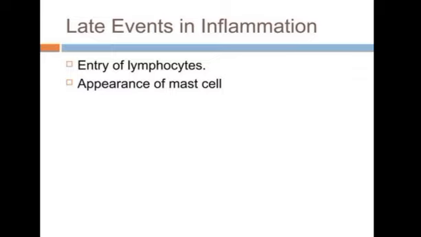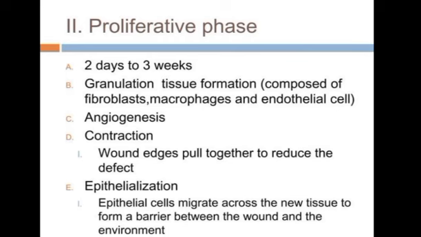Late events in inflammation mean the entry of lymphocytes, then mast cells will appear next, in the late process only. Next one is the proliferative phase. The proliferative phase takes place in 2 to 3 weeks. Next, granulation tissue will get formed. Angiogenesis: blood vessels get formed.